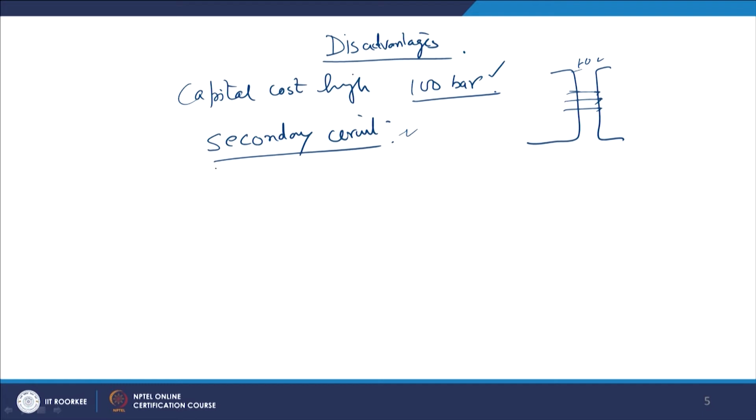Because water is being used as a moderator, as a coolant, and as a reflector, the corrosion problem is there. So, the corrosion problem has to be dealt with in such a type of reactor.